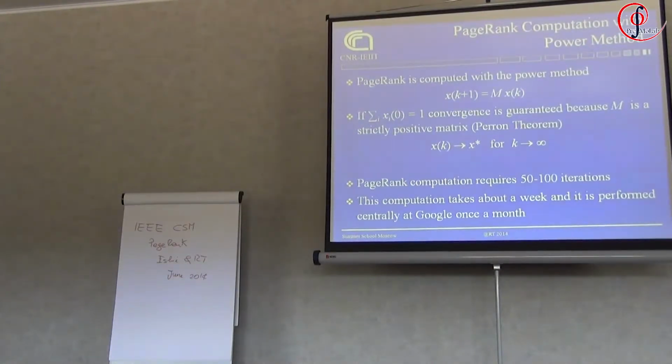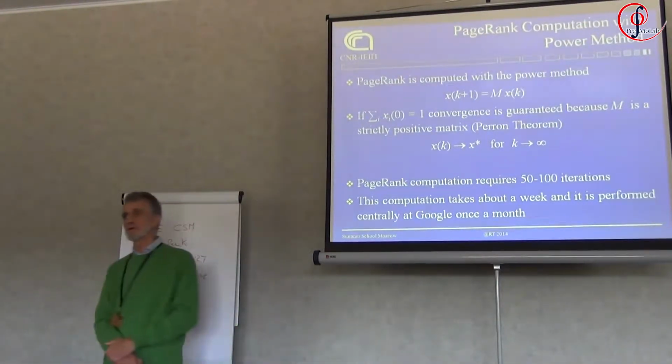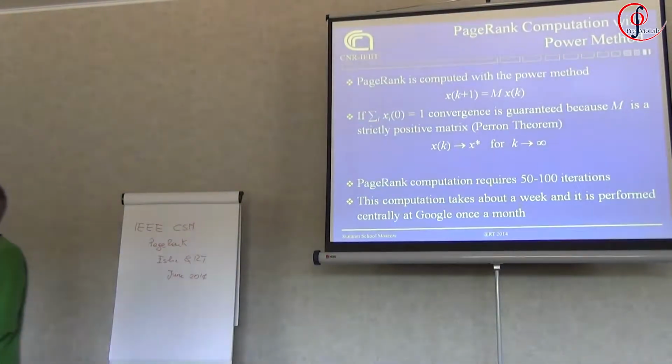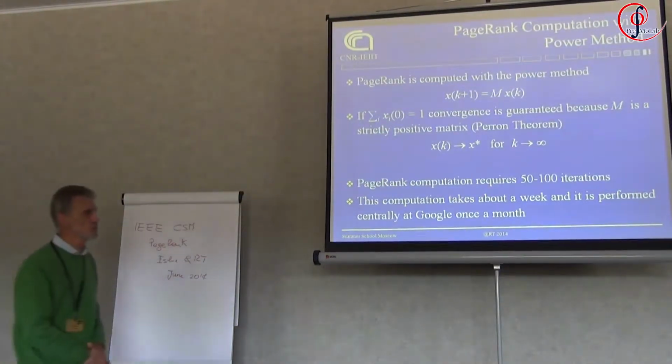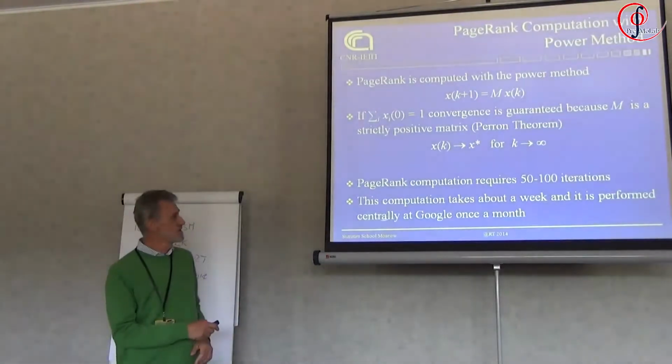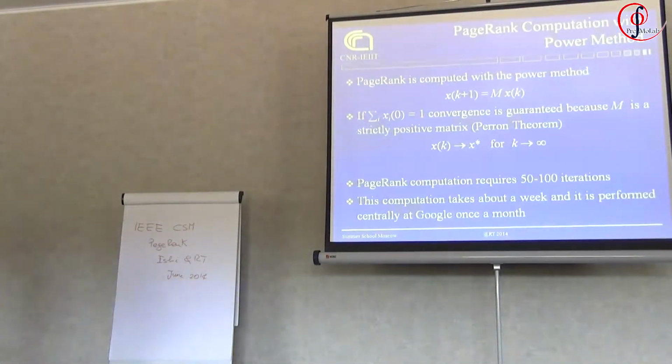by Perron theorem. Now, what they claim at Google is that the PageRank computation requires between 50 and 100 iterations. So that's pretty fast. This convergence is quite quick. On the other hand, unfortunately, due to the size of the problem, this computation takes 1 week, and it is performed centrally at Google once a month.